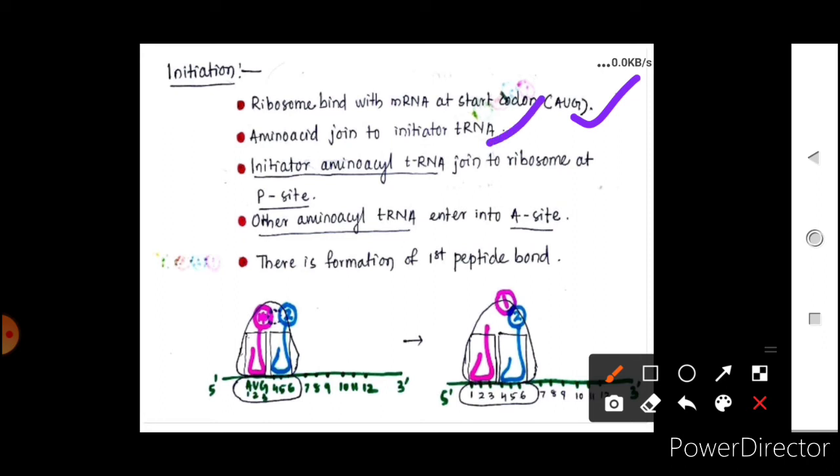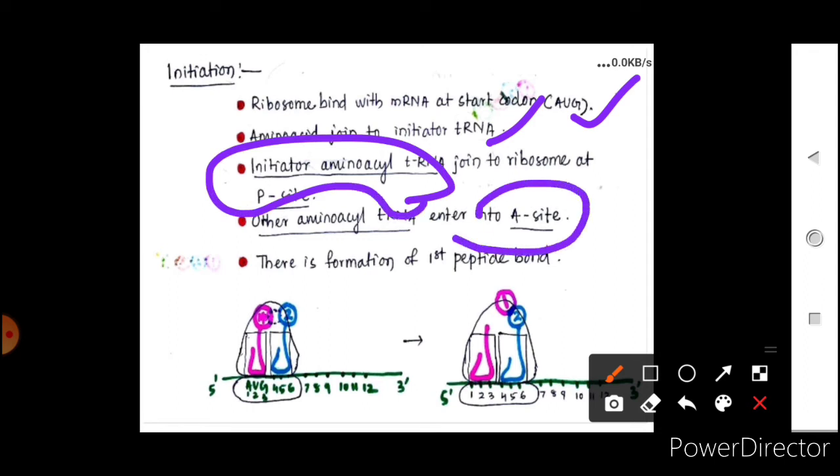That is simple. Now the initiator aminoacyl tRNA will come to the P site, then the next one will come to the A site, and there will be a bond formation between the 1 and 2. So this is the P site and this is the A site.